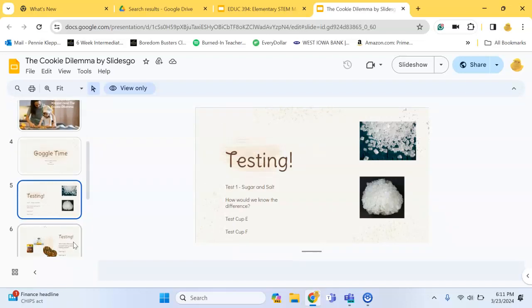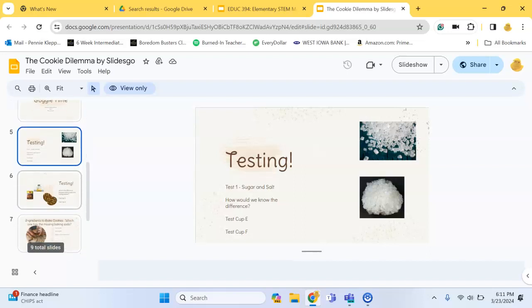The first substances they'll be testing are sugar and salt. How do we know the difference? They're going to make a hypothesis and guess if it's cup E or cup F. Of course, they couldn't eat it because we're in the science lab, and then we would talk about looking at the crystals and comparing them.